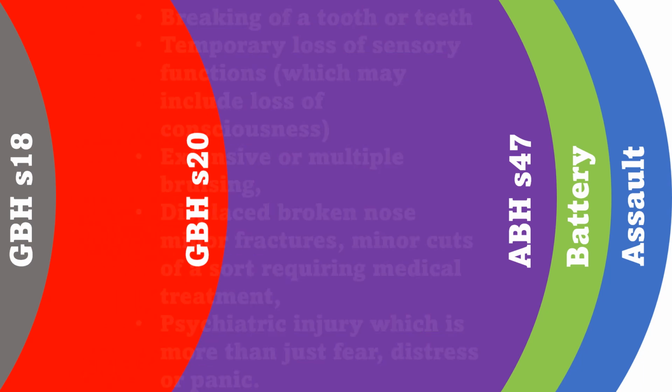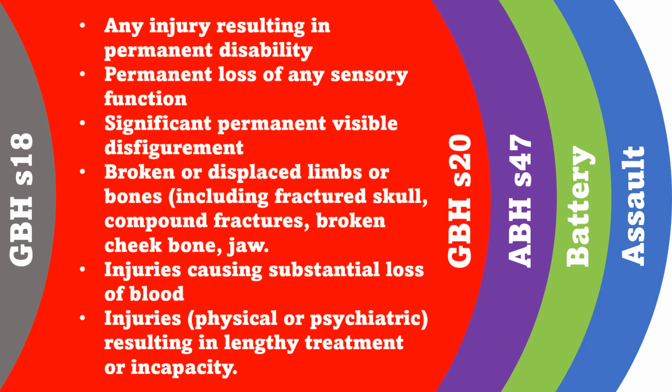And for GBH section 20, we've got any injury resulting in permanent disability, a permanent loss of any sensory function, a significant permanent visible disfigurement, broken or displaced limbs or bones, including a fractured skull, compound fractures, broken cheekbone or broken jaw. Injuries causing substantial loss of blood, so that would be a wound, and injuries resulting in lengthy treatment or incapacity. Now, of course, a wound is a break in both layers of the skin too, so anything which is profusely bleeding.